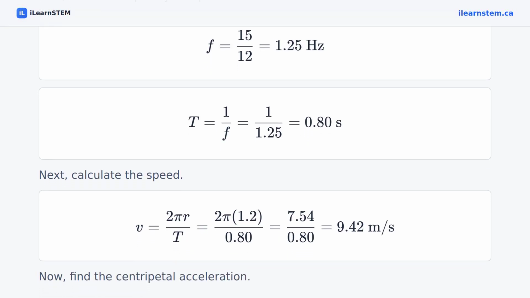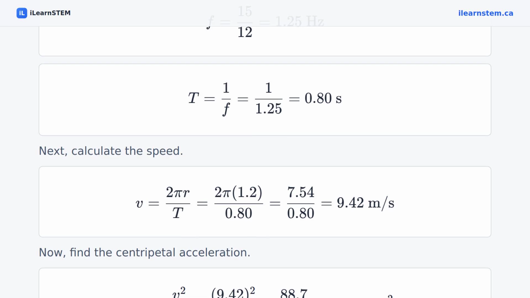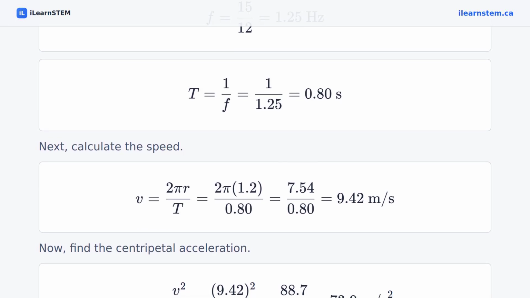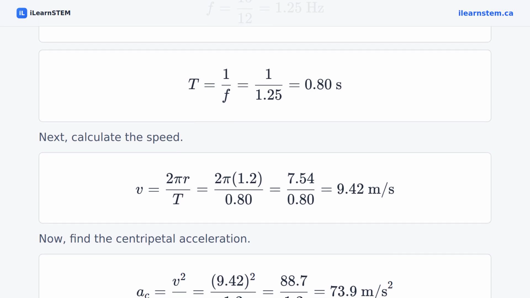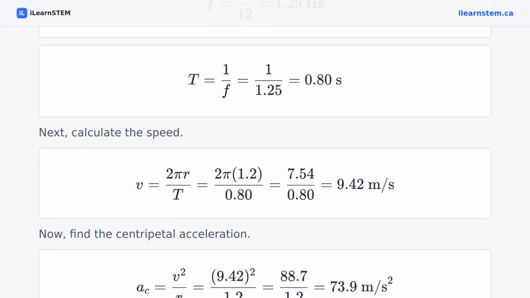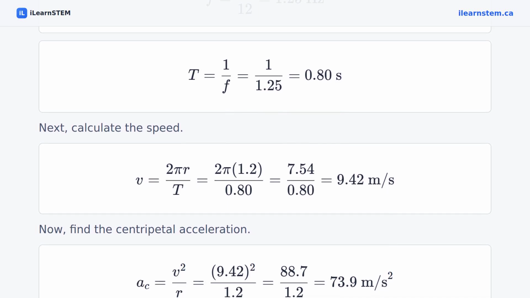Now, find the centripetal acceleration. Centripetal acceleration is speed squared divided by radius. 9.42 squared is 88.7, divided by 1.2 gives 73.9 meters per second squared.